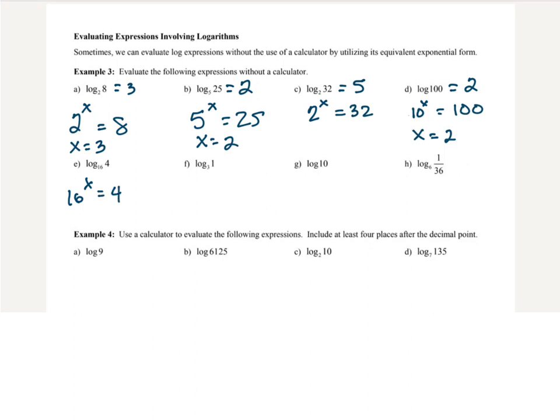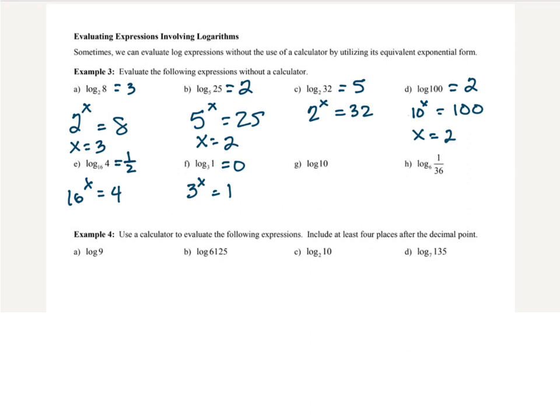Half power. See, there come those reciprocals that we were talking about earlier. 3 to the what would make me have 1? 0. Anything to the 0 power is 1. So if ever your argument is 1, the answer is 0. Are we good with that?